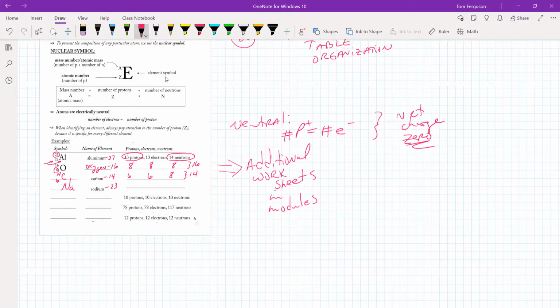Yes, is that a question? Okay. All right, so how many protons? We have 11 protons, 11 electrons, because it's neutral. And then we have 11 plus what is 23, 12. So we have 12 neutrons.